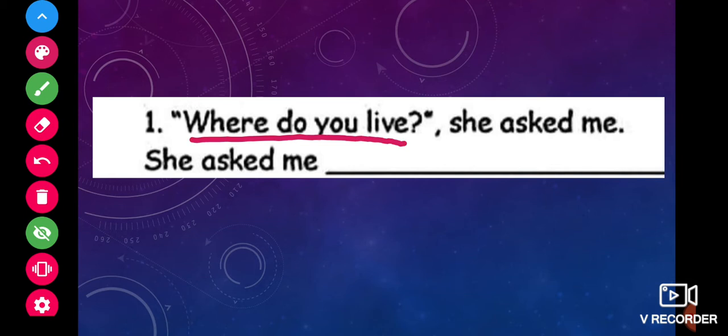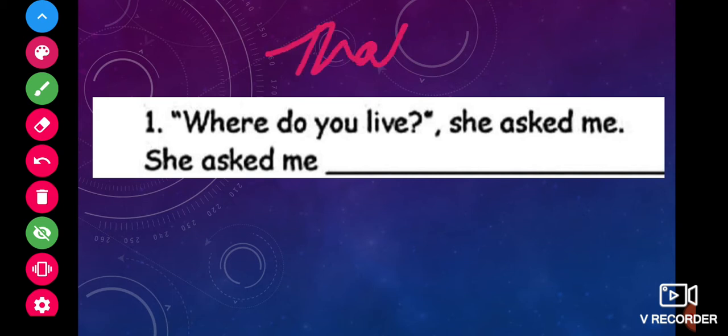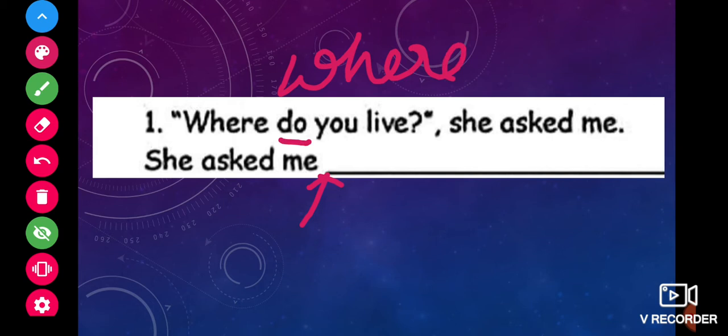But as this is a question with a question mark, there is a word where, and where is a WH word. Now note that if this direct speech was not a question, if this was simply a statement, then here we would have used that. But because this is a question and because this has a WH word, in this case we will not use that, we will use that WH word. So she asked me, where do you live?